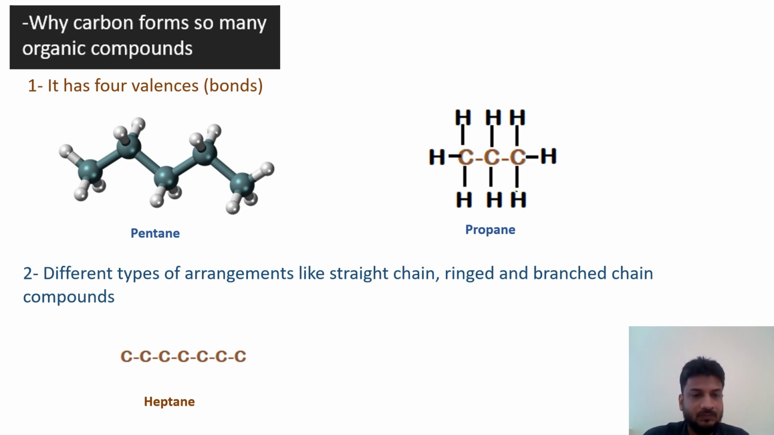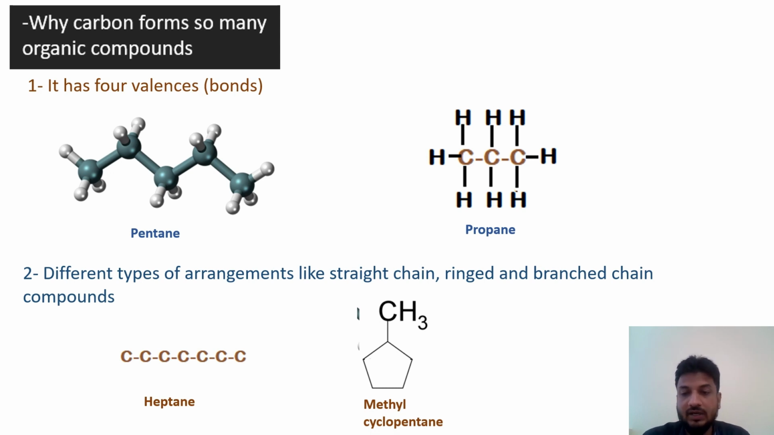So let's see some examples. This is a straight chain. It's a 7-carbon compound, so heptane. Then this is a ring compound, a ring containing compound. Benzene ring is also an example, but this one is a normal aliphatic ring, guys. And we can see it's methylcyclopentane. It has formed a closed structure, like a cyclic. That's why cyclopentane.